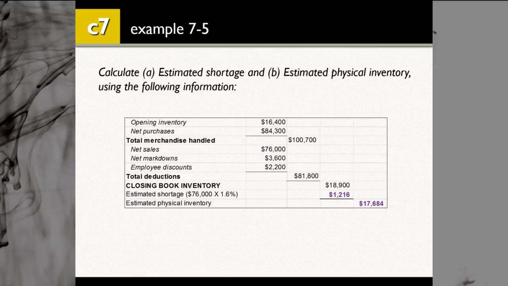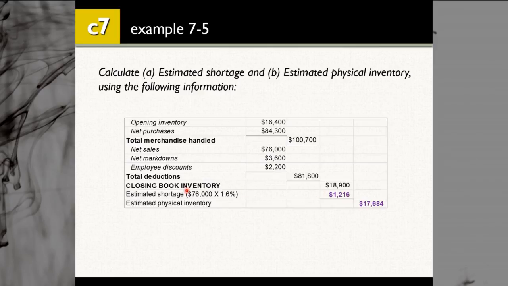So first, you have to calculate the estimated shortage, which is at the bottom here, and I can show you that later, after we calculate the closing inventory. That's going to be your estimated shortage. Your estimated shortage is net sales multiplied by your estimated shortage percent. So 76,000 multiplied by 1.6%. So you got your estimated shortage here.